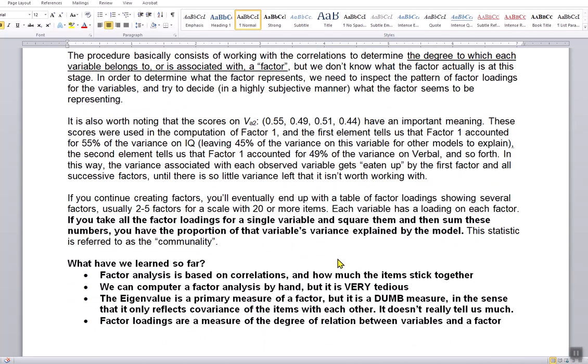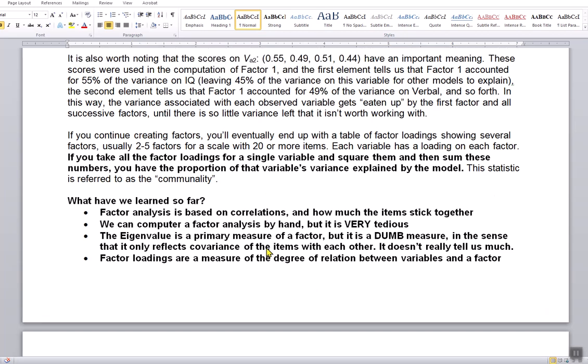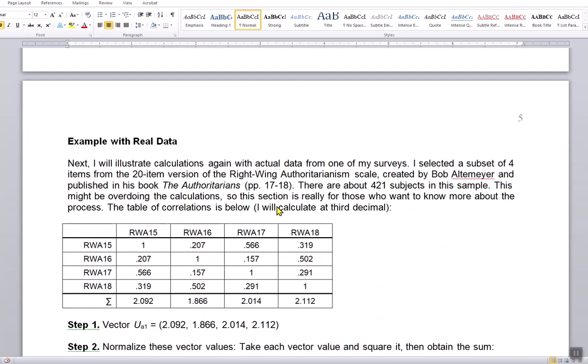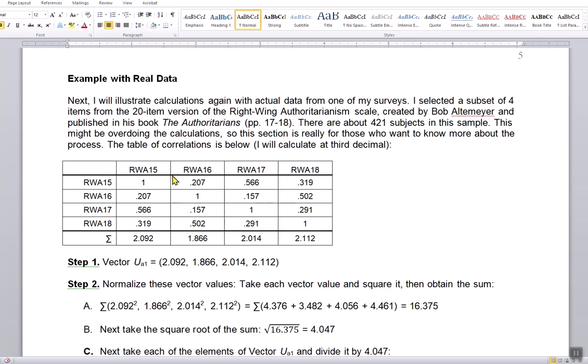Okay, so skipping past some of the text here. The text repeats much of what I just said. Here's an example with actual data. So this comes from the data set that you have on Canvas. I'm not going to go through all the computations here because it's very repetitive with the example that I gave you a minute ago from Paul Klein's book.